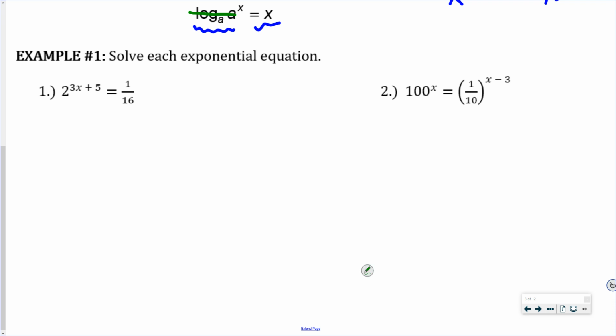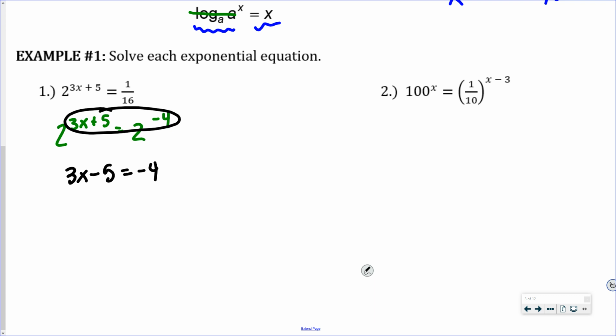So in this case, I'd use that one-to-one property, and you guys have solved ones like this. There were some on your quiz. 1/16 is 2 to the negative 4th. So if you can do that, you don't really need logarithms to solve this. You just set the powers equal to each other and solve for x. Oh, that's plus 5. Sorry. That's going to make my answer negative 9. Okay, that's right. x is negative 3.